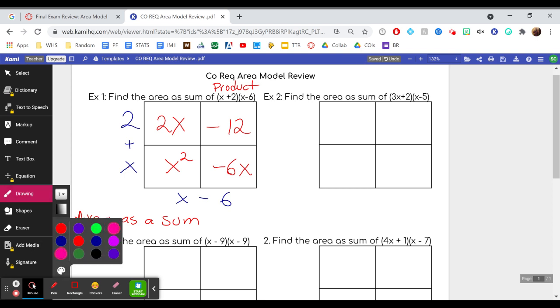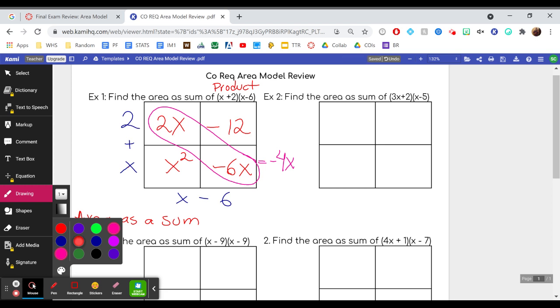Now at this point, I have to identify any like terms. And just looking at this, the like terms that I have are 2x and negative 6x. Those are my like terms. So 2 plus negative 6 gives me negative 4x.